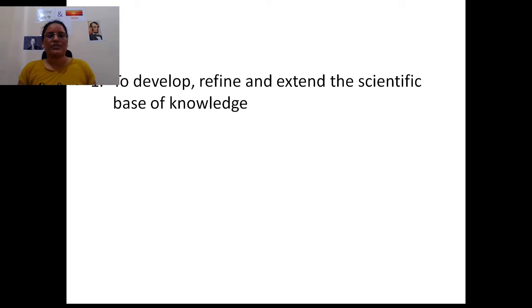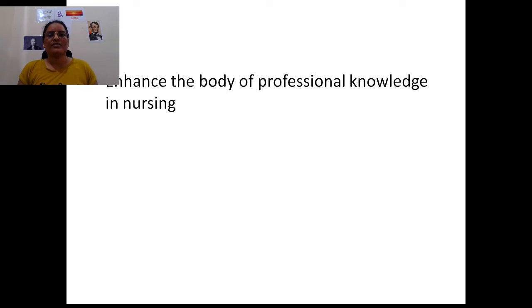The first one is to develop, refine and extend the scientific base of knowledge. With the help of research, we can develop any theory, we can refine any existing theory and extend the scientific base of knowledge for our profession, and enhance the body of professional knowledge in nursing, which contributes to the betterment of our clinical practice, our education and our administration.